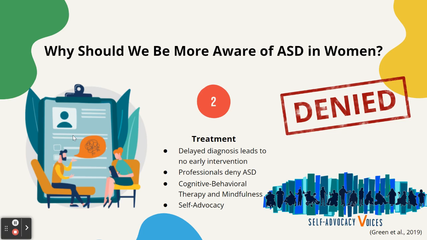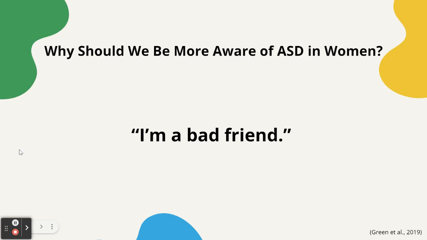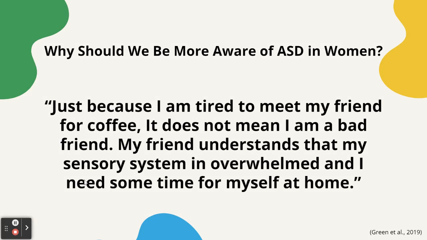For example, the automatic thought, "I'm a bad friend," which is a negative, intrusive thought, can be reshaped through cognitive behavioral therapy and mindfulness strategies to: "Just because I am too tired to meet my friend for coffee, it does not mean I'm a bad friend. My friend understands that my sensory system is overwhelmed and I need some time for myself at home."